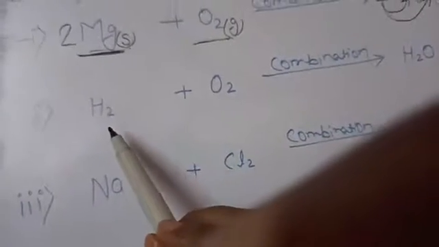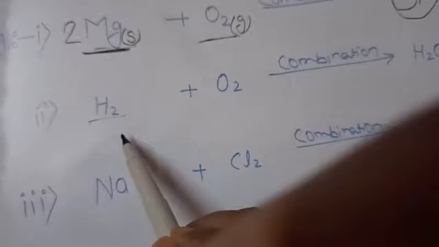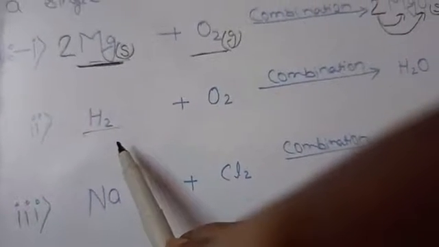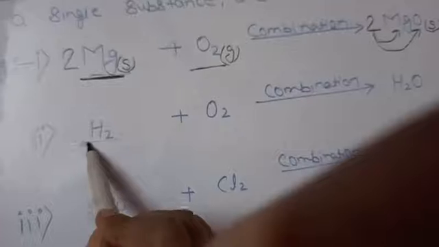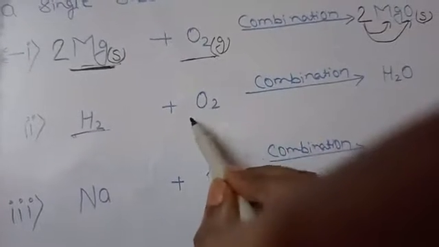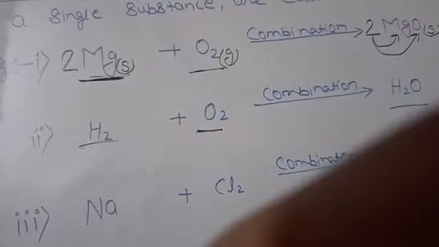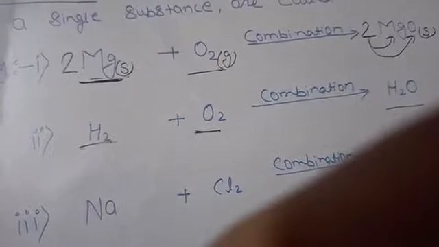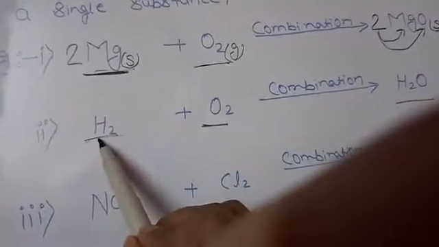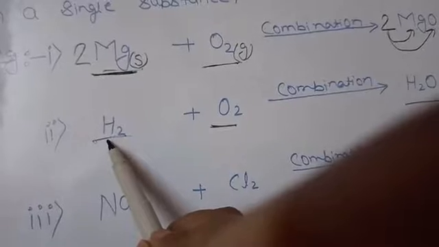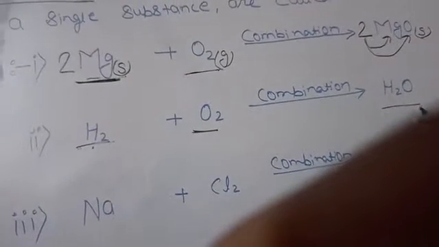Now if we talk about the second reaction, H2 is also an element present in the periodic table, and the atomic number of hydrogen is 1, the atomic number of oxygen is 8, and the compound formed is H2O. Now to balance the equation, see here in the LHS or reactant side there are 2 atoms of hydrogen, and in the product also 2 atoms of hydrogen. So hydrogen is balanced.